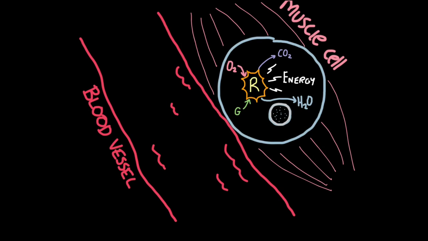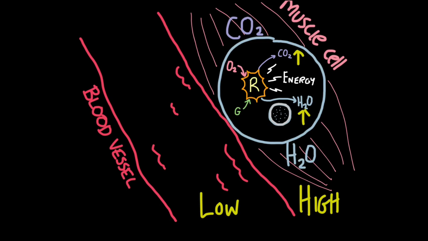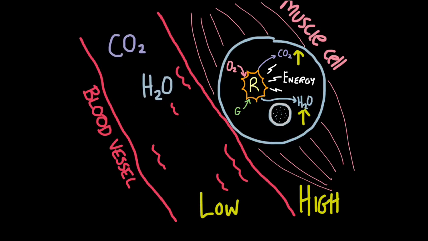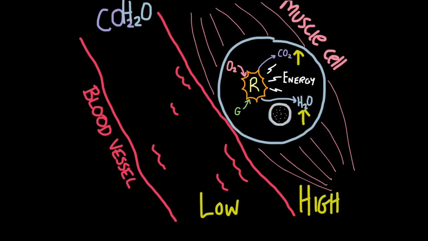As well as oxygen and glucose being needed, remember that carbon dioxide and water are being produced, so the concentration of carbon dioxide and water are higher inside the cell than they are in the blood. So once again, we have a diffusion gradient set up where the concentrations of carbon dioxide and water are higher here and lower here. As a result, carbon dioxide and water will move into the blood plasma and be transported to the lungs where we exhale them as waste products.